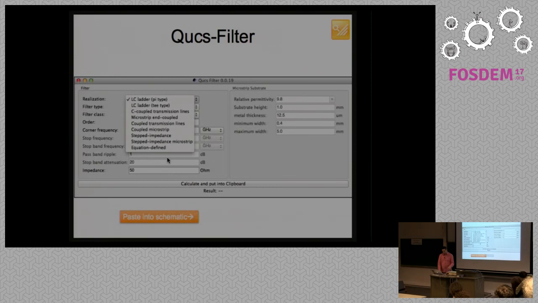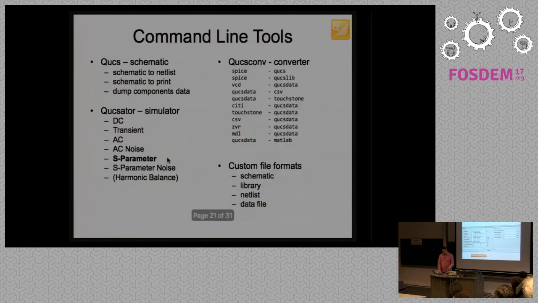Then you also have these passive filters. And as I said, what can you use from the command line? The user interface can be used for generating the netlist from a schematic. It can also print the schematic.